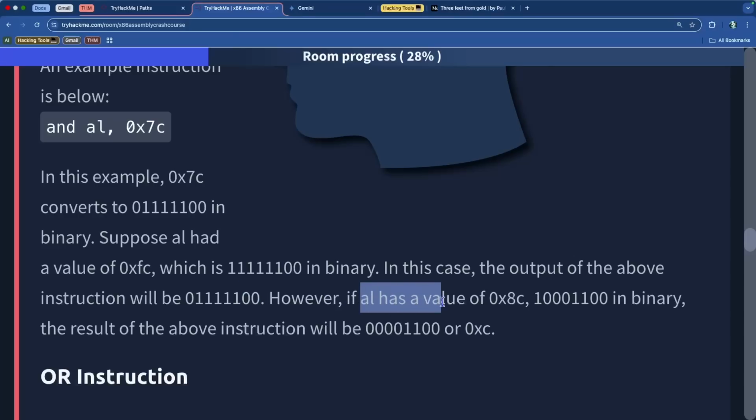However, if AL had a value of this, which ends up being this right here, then if we compare these two now, if you have 1 and 0, then that'll end up being 0. If you have 0 and 1, that'll end up being 0. And then if you have 0 and 1, again, 0, 0. And so the only ones that end up coming back as 1 are the only two digits that actually have 1 right here, and then they also have 1 right here, and that'll end up being 1s, and then the rest of them will be 0s.